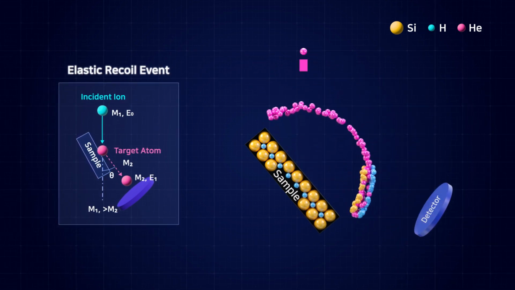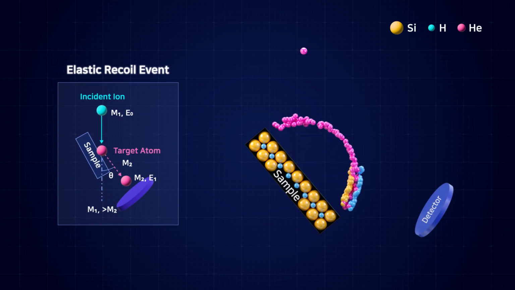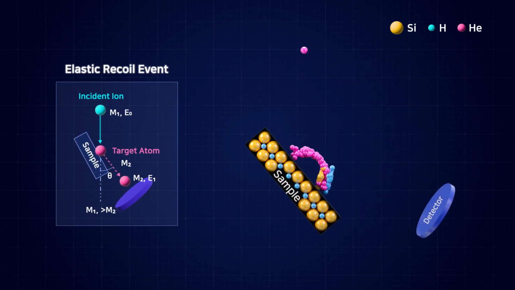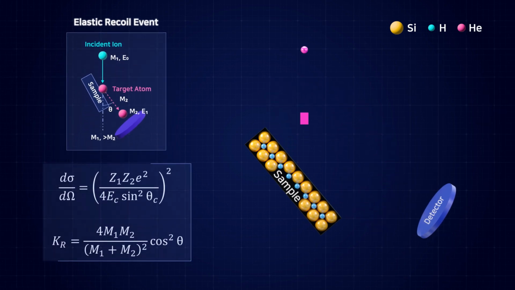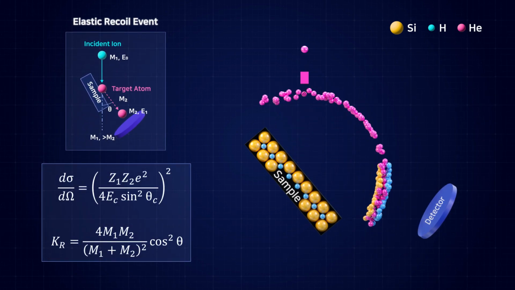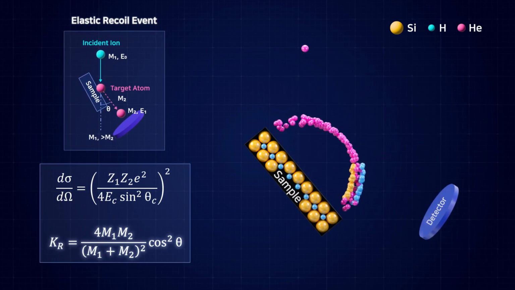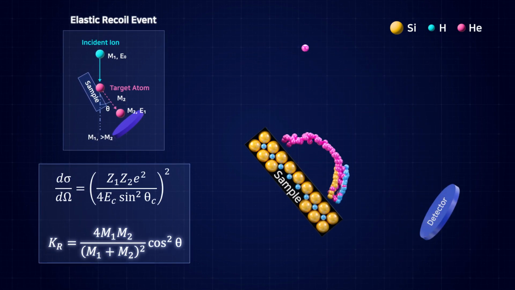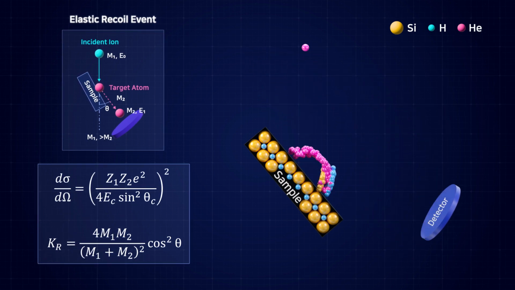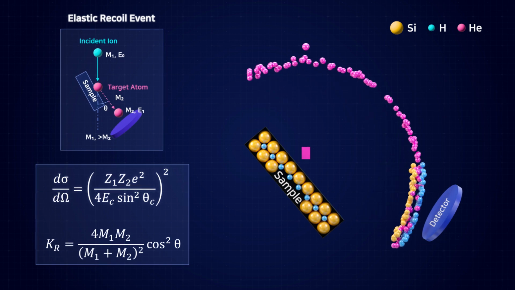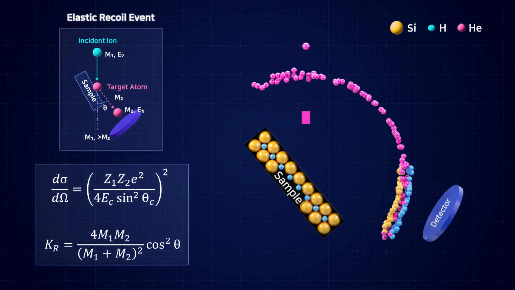Because recoil particles are also generated by elastic collision events, the surface energy is determined by the kinematic factor, K_rec. The scattering energy is reduced as a function of depth by the stopping power, and the recoil cross-section is already well known. This can be used to measure the quantitative compositional depth distribution of lightweight atoms.